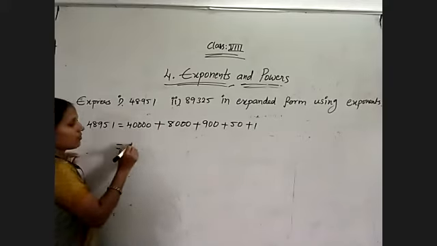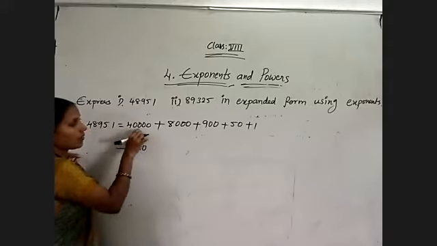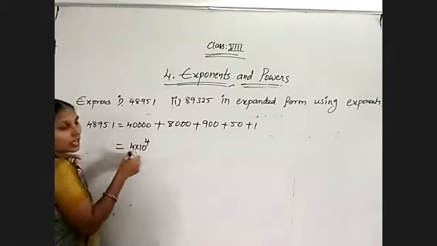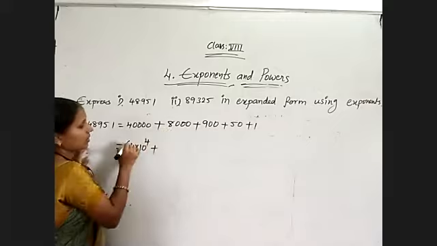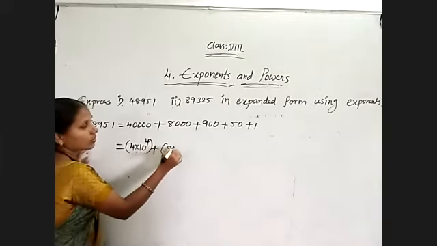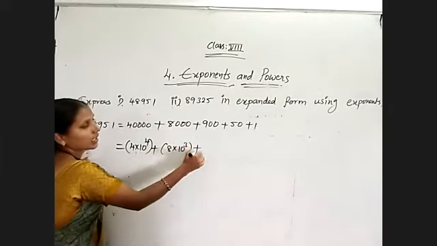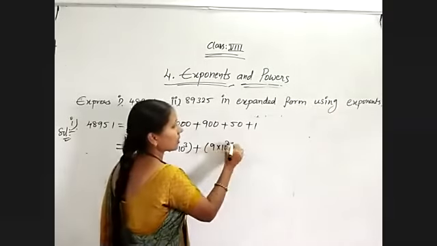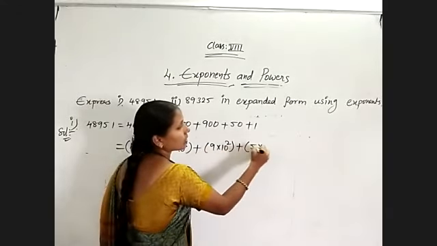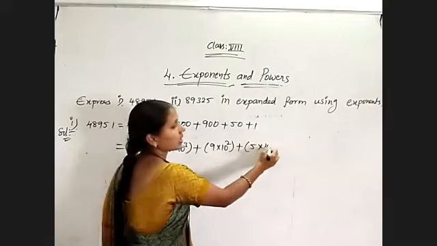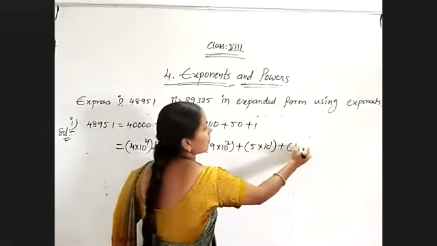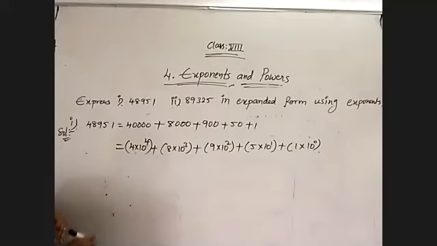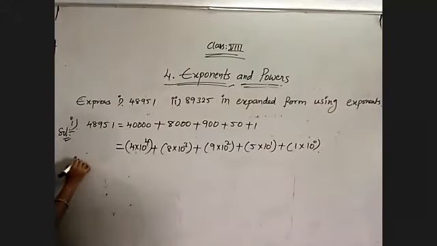Now we want to write it in exponential form. For 4, into 10 to the power of how many zeros are we getting? 4. So 4 into 10 power 4, plus 8 into 10 cube is my second term. And the third one is 9 into 10 square, plus 5 into 10 to the power of 1, since we have only one 0, plus 1 into 10 power 0. That's it.